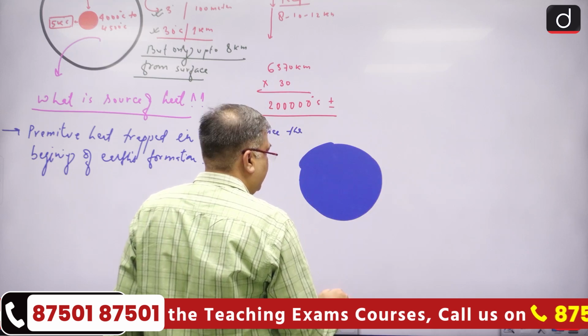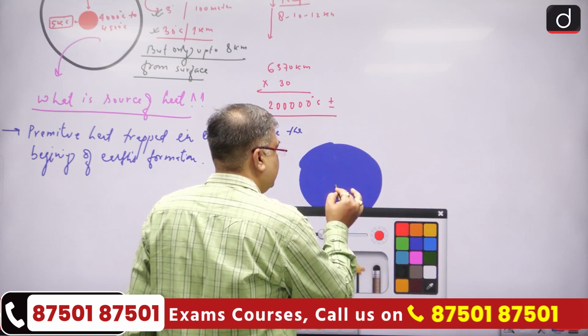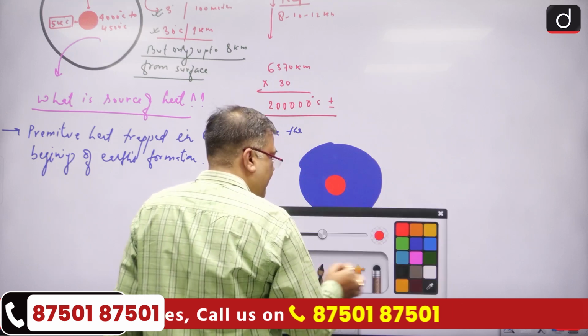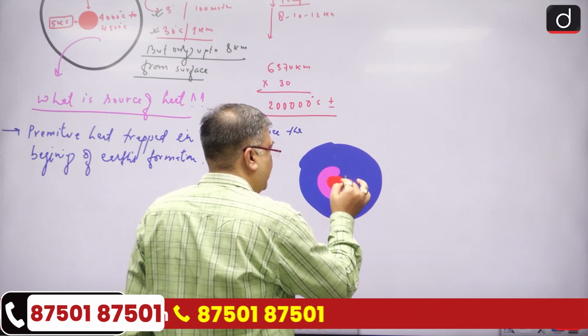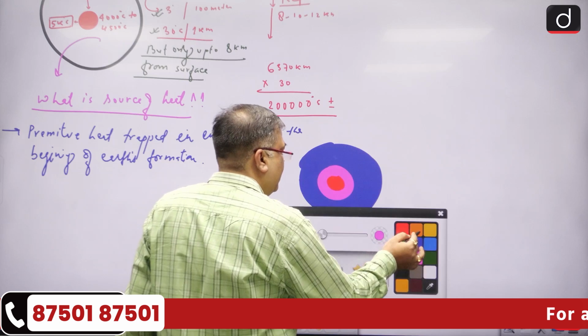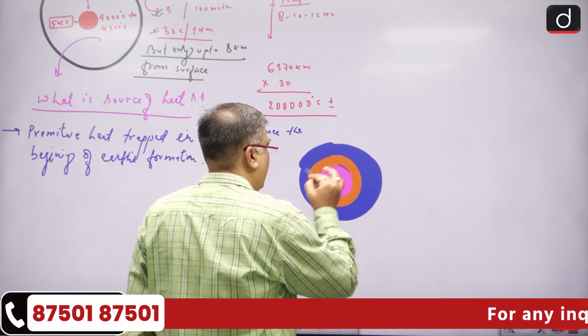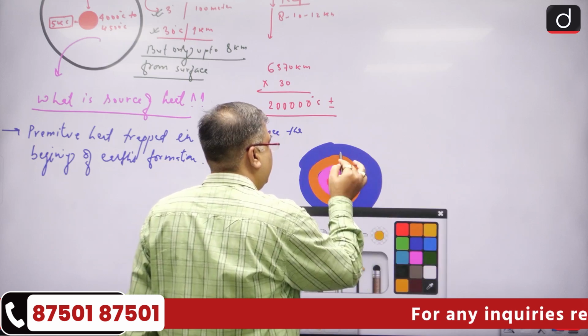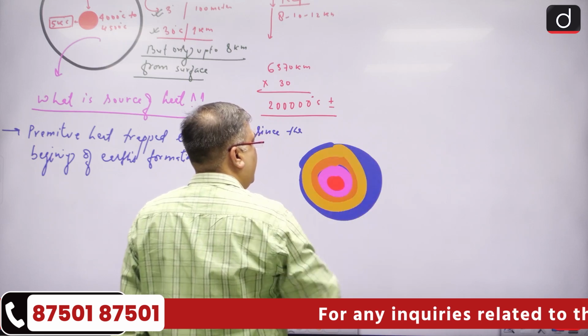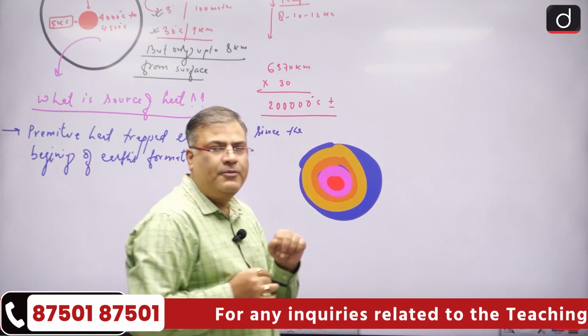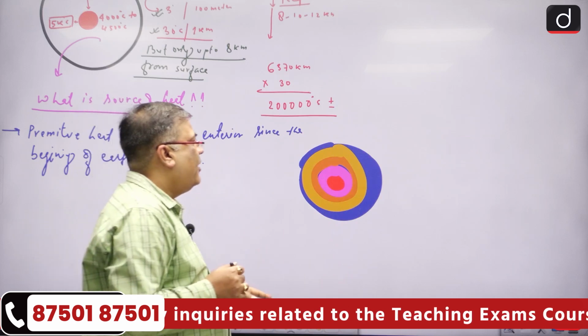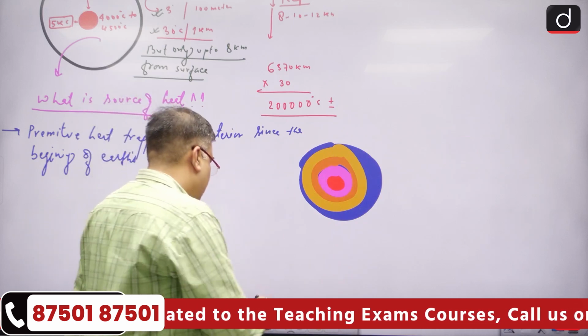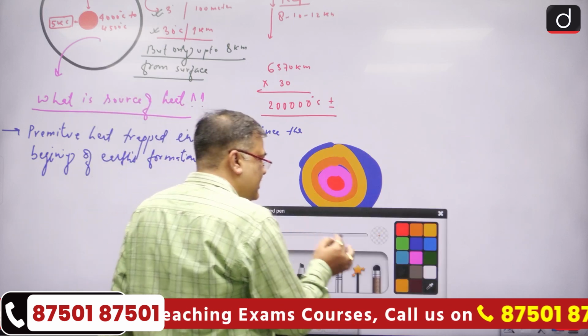Initially, this part is the hottest part. The surrounding part is less hot, then even less hot, and then the least hot. And now there is the blue part, suppose. This blue part, which is the outermost layer, will lose its heat easily.